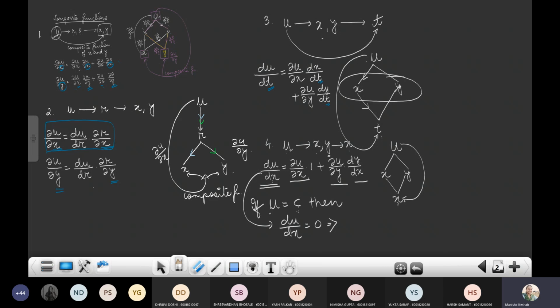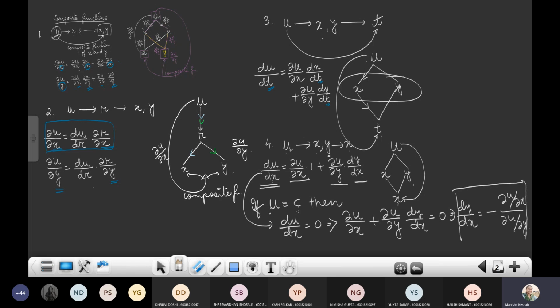So here we consider that when u is equal to c, then du dx is equal to 0. But du dx, by using this rule, is del u del x plus del u del y into dy dx, and this is equal to 0. Now, from this we can find dy dx, and dy dx is equal to minus del u del x upon del u del y.